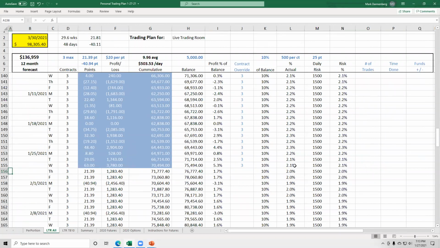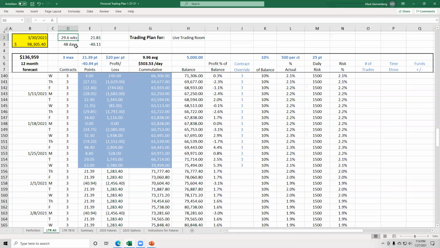All right, so I'm going to start here and do an evaluation for you. There are 4 numbers up here that I'm using. This first one tells me that of our 52-week plan, we've now completed 29.6 weeks. So we're through the first 29.6 weeks of our 52-week plan. During that time, we've had 48 losing days.